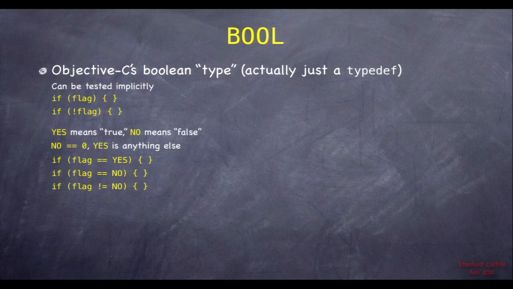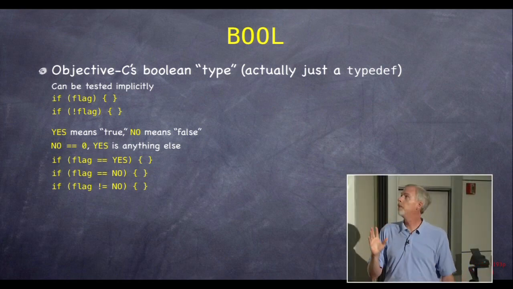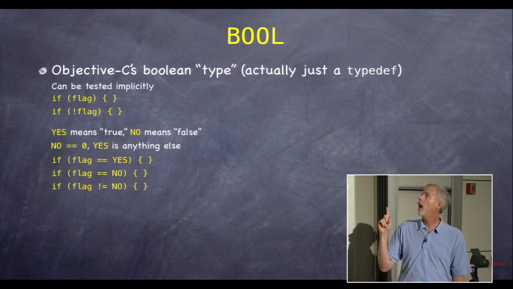All right, BOOL. I think you understand BOOL. NO is 0, YES is non-zero. We don't use true and false, we use YES and NO. There probably are true and false defined somewhere in all those header files, but we use YES and NO. And we also implicitly test it a lot.